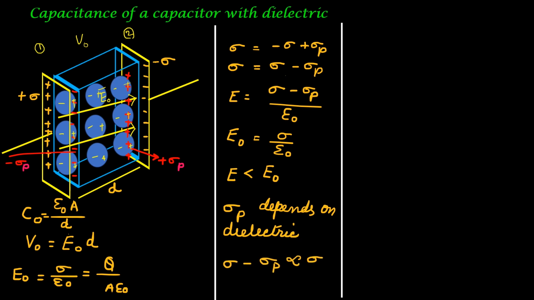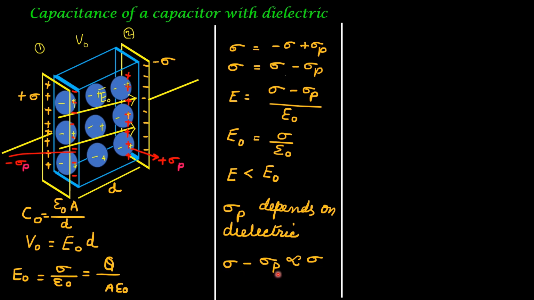Whatever may be the value of sigma P, sigma minus sigma P is always proportional to sigma, that is the initial charge density, the charge density without dielectric medium. I will explain. Sigma P is less than sigma. But when sigma increases, sigma P also will increase because the electric field increases. So the magnitude of sigma minus sigma P will depend upon sigma. So that is why we say sigma minus sigma P is proportional to sigma.